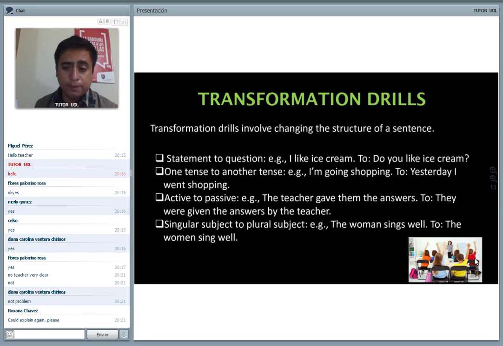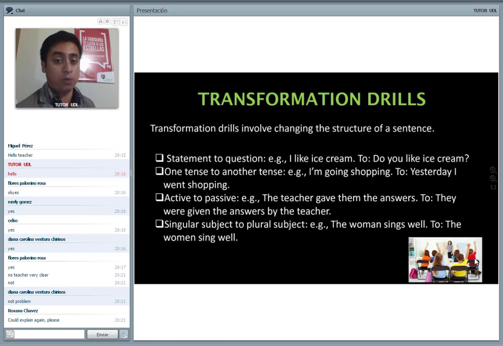So the next one, that is transformation drills. So I think it's a little more difficult than just substitution drills, okay? So here, transformation drills involve changing the structure of a sentence. You don't change just one word. You change the structure itself. For example, here it says, a statement to a question.